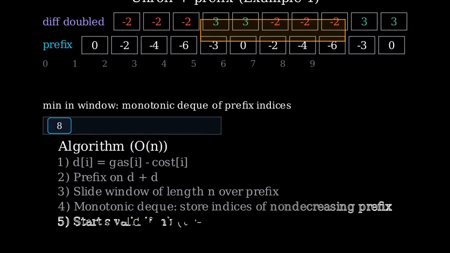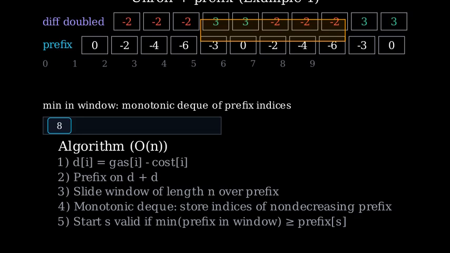Algorithm summary. 1. Form diff equals gas minus cost. 2. Compute prefix on double diff. 3. Slide a window of length n on prefix. 4. Maintain a non-decreasing deque of prefix indices. 5. For each start S, valid if prefix at deque front is at least prefix at S. This runs in time big O of n and uses linear space for the doubled prefix.